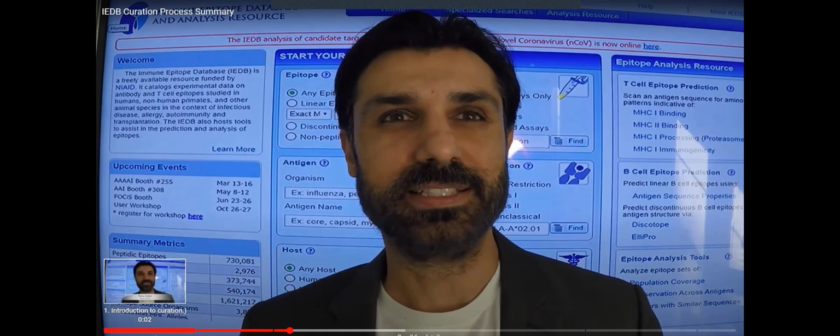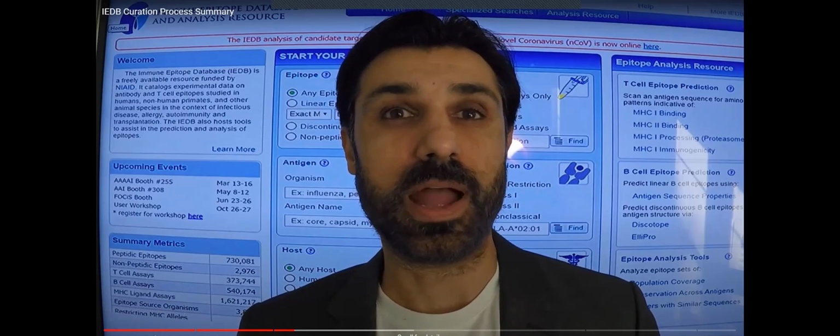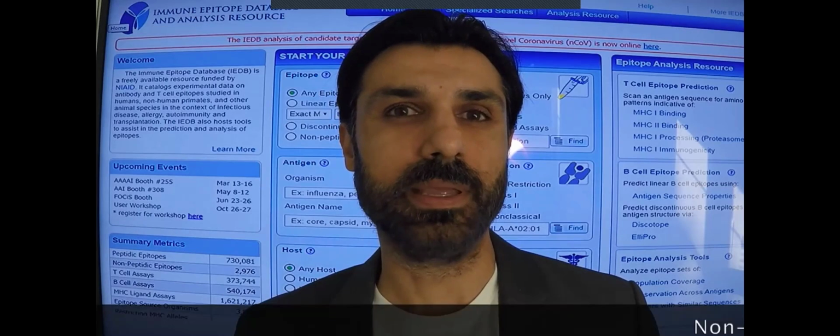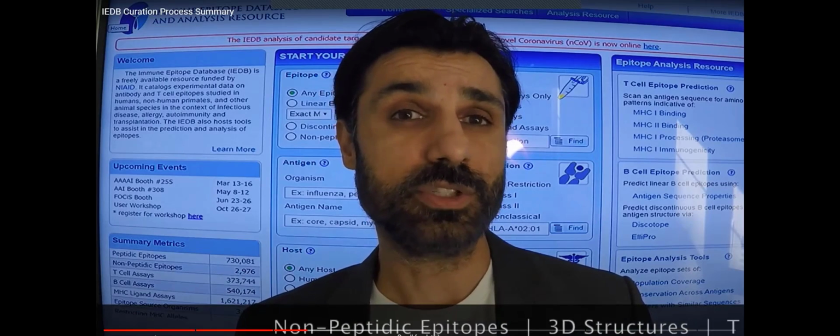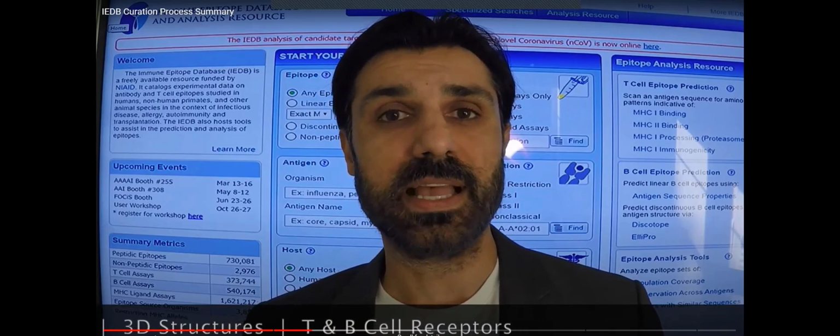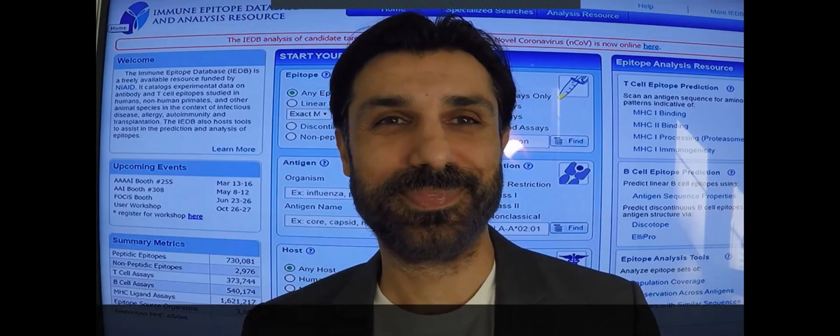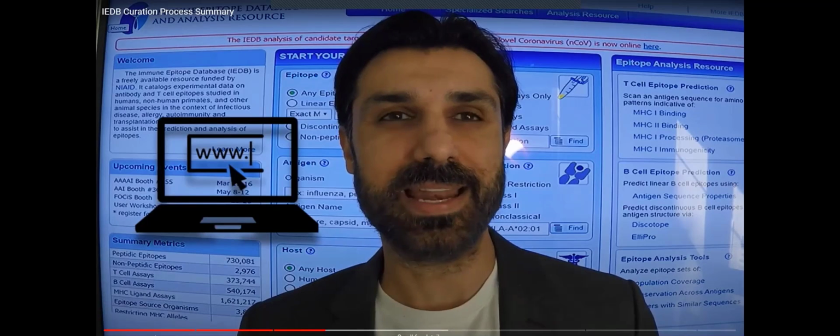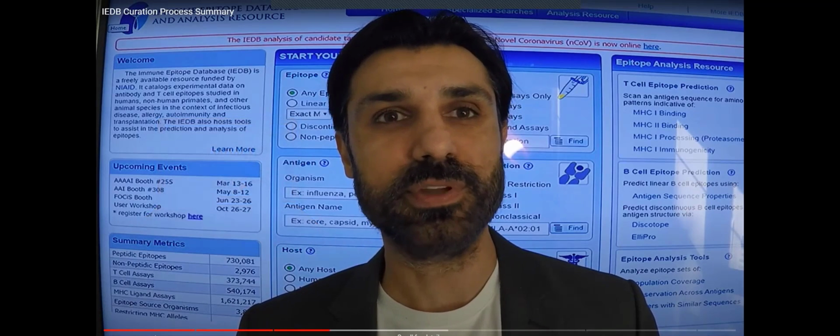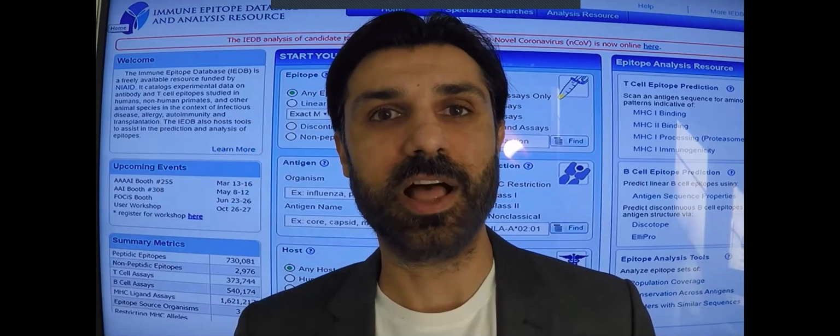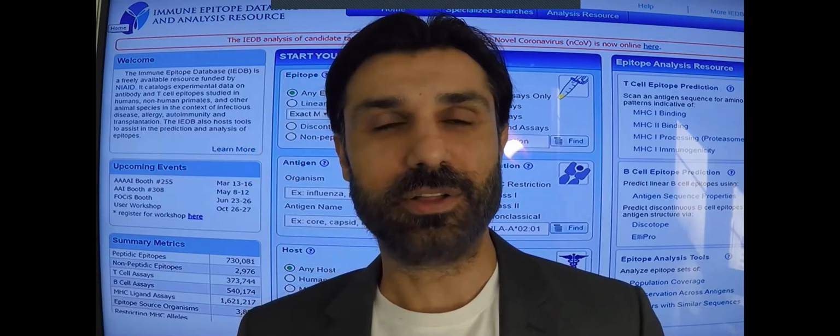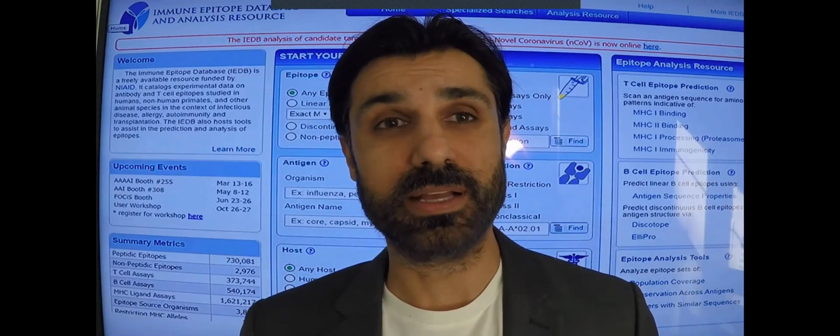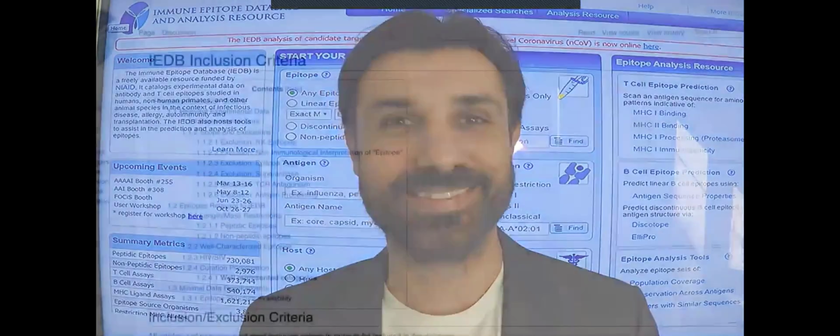The papers are assigned to curators based on the nature of the data described in the paper. For example, we have curators who specialize in curating papers describing non-peptidic epitopes, 3D structures, and papers reporting T-cell or B-cell receptor information. To capture the relevant data from the papers, each curator uses a web-based data entry portal consisting of both free text and controlled value data fields that help ensure data consistency. Debbie Shackelford, one of our IEDB senior curators, will now take us on a brief tour of the curation process using the curation system. Thank you, Nima.